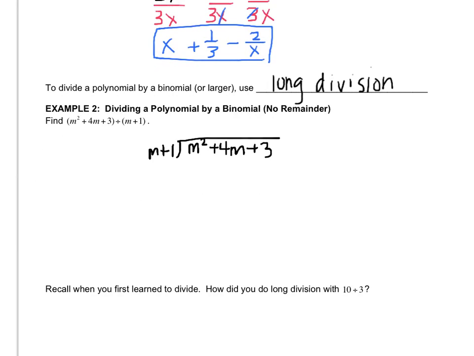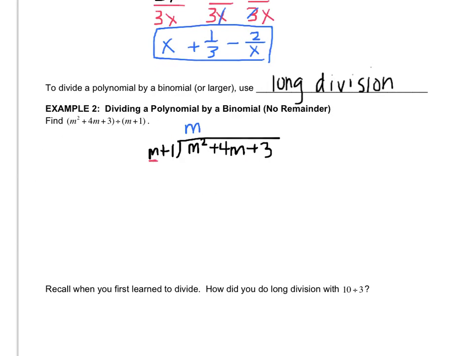So just like long division, you say, how many times does m go into m squared? How many times does it go into 4m? How many times does it go into 3? But you just pay attention to this first term. You're not doing the whole m plus 1. You're just looking at m. So how many times does m go into m squared? Meaning m times what is m squared? Well, m times m is m squared.